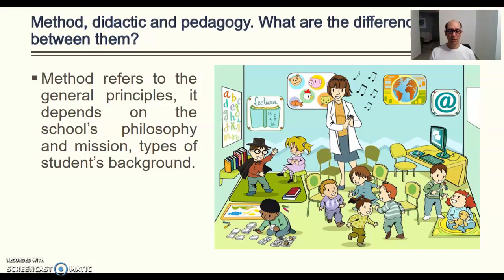There are different types of methods that we can use. For example, direct method, audiolingual method, or TPR. And that depends on demographics, background of the students, age, gender, and if it's just rural schools, all of that. So that's what we call method.